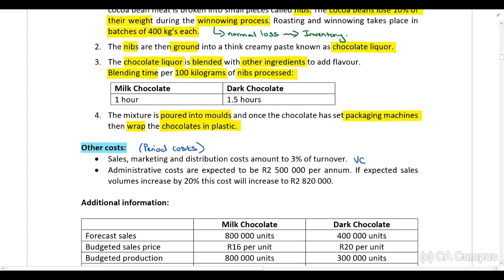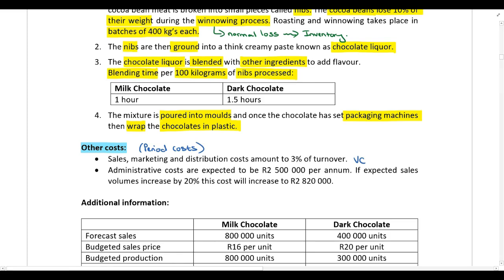Then with the administrative costs, we need to determine whether the cost is fixed, variable or semi-variable. Now, it's obvious that we're not dealing with a fixed cost. How do I know that this is definitely not a fixed cost? Because if this was a fixed cost, when your sales volumes increase by 20%, the cost shouldn't change. The cost should always be fixed in total, 2.5 million rand, regardless of your sales volume. So this is definitely not a fixed cost because it is changing with a change in sales volumes.